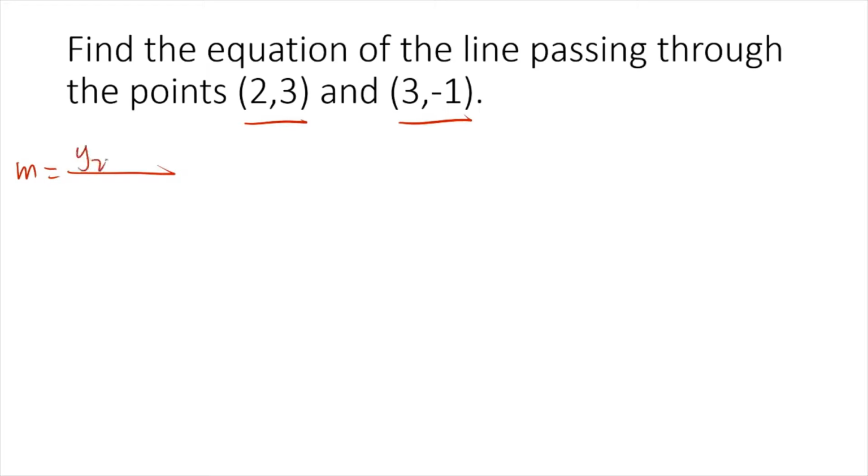Okay, so let's solve for the slope. So we have (y2 minus y1) over (x2 minus x1). Let's say the point (2, 3) is our (x2, y2), and then (3, -1) is (x1, y1).